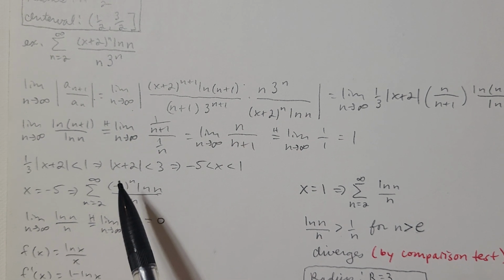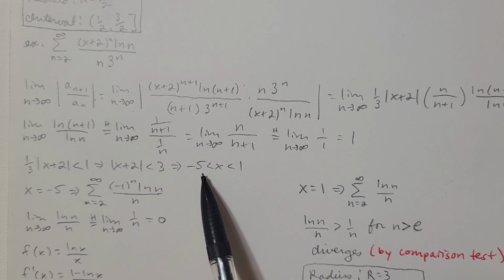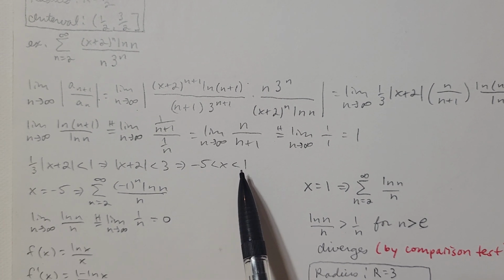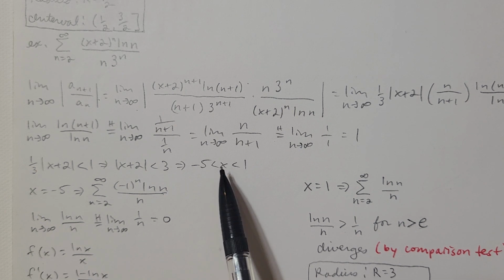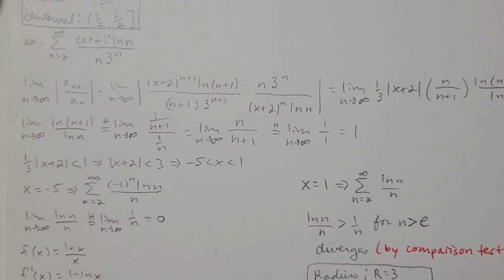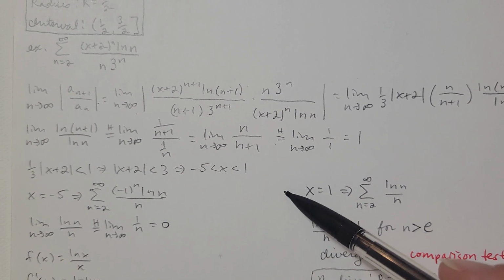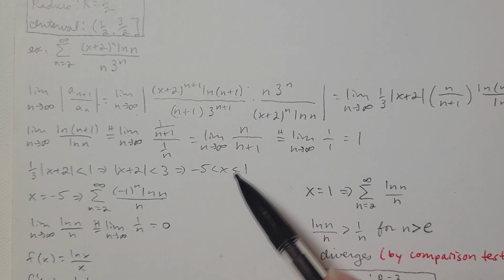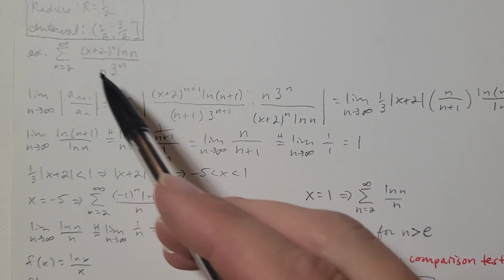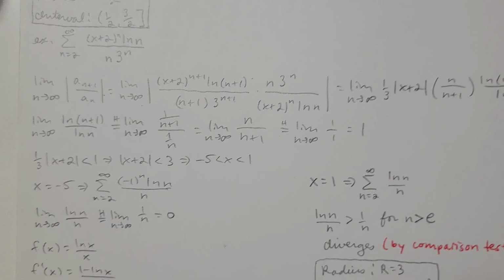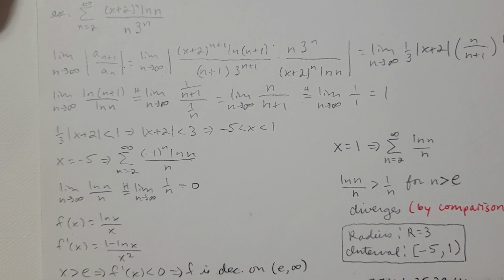When I subtract 2 from -3, I get -5. And when I subtract 2 from 3, I get 1. So x is a number between -5 and 1. So far, all those numbers are going to make this series converge. Okay, now I've got to check the endpoints.